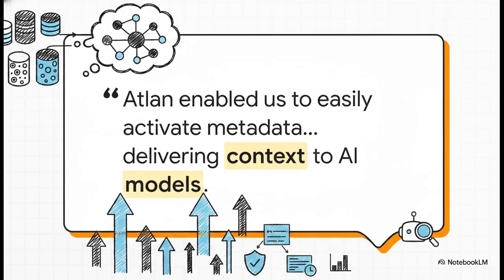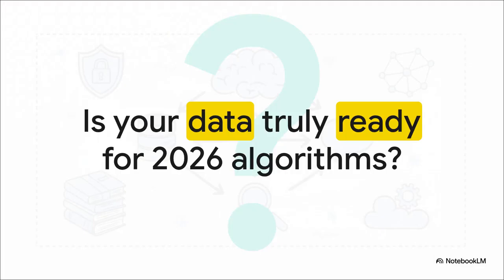This quote from DigiKey perfectly highlights this point. Atlan enabled us to easily activate metadata, delivering context to AI models. The algorithm simply isn't the real bottleneck anymore. It's the upstream data. The foundational layer matters way more than the algorithmic layer. Even the absolute best retrieval models, even GraphRAG or Self-RAG, will completely fail if they retrieve uncertified context-free data. They desperately need column-level descriptions, data lineage, and quality scores, so the agent knows exactly what it's retrieving and, more importantly, why it's trustworthy. So I want to leave you with this final provocative thought to take away.